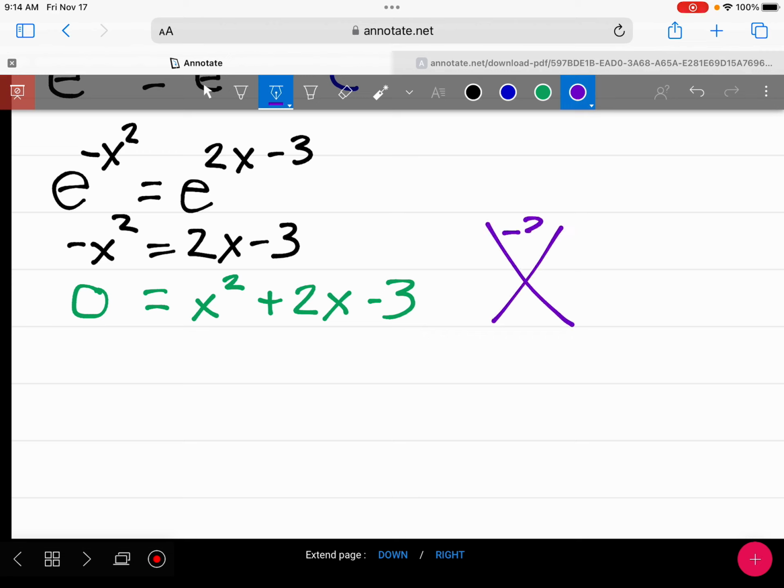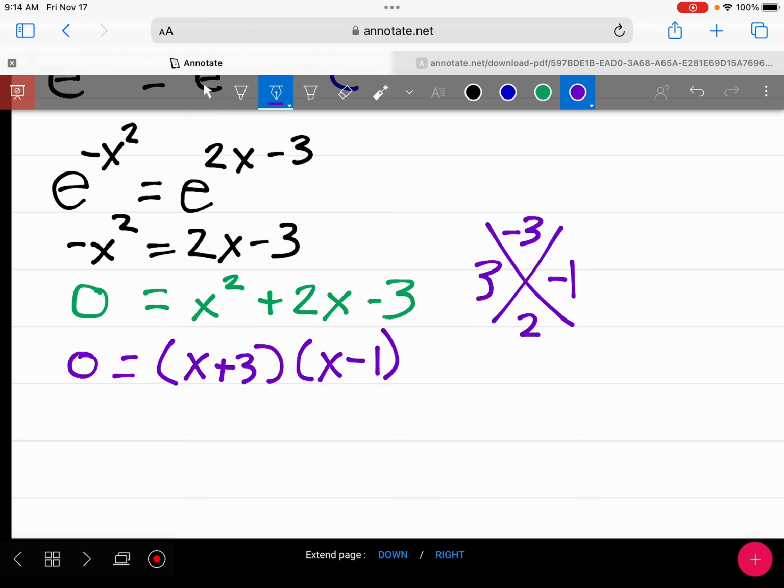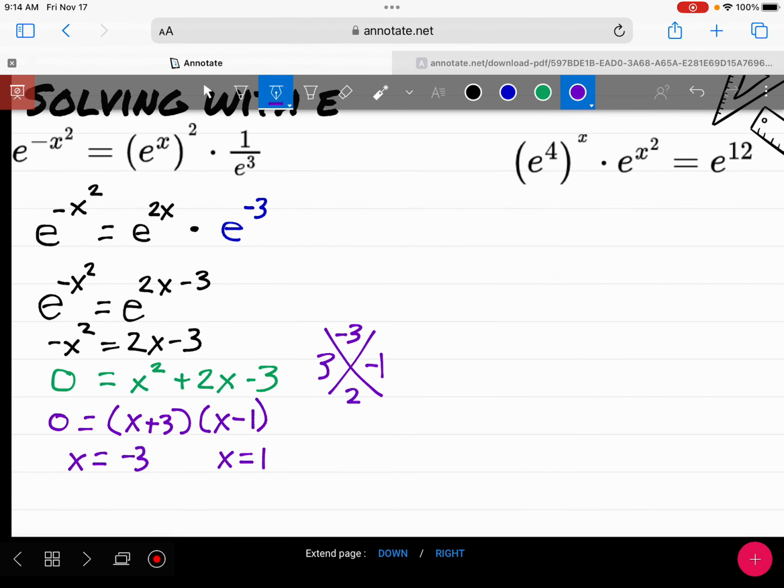Multiplies to make -3, adds to make +2. 3 and -1. So we have 0 equals x plus 3, x minus 1. And our solutions are x equals -3 and x equals 1. So this one has 2 different solutions. Anytime we have an exponent that's squared, we're probably going to wind up with 2 solutions.